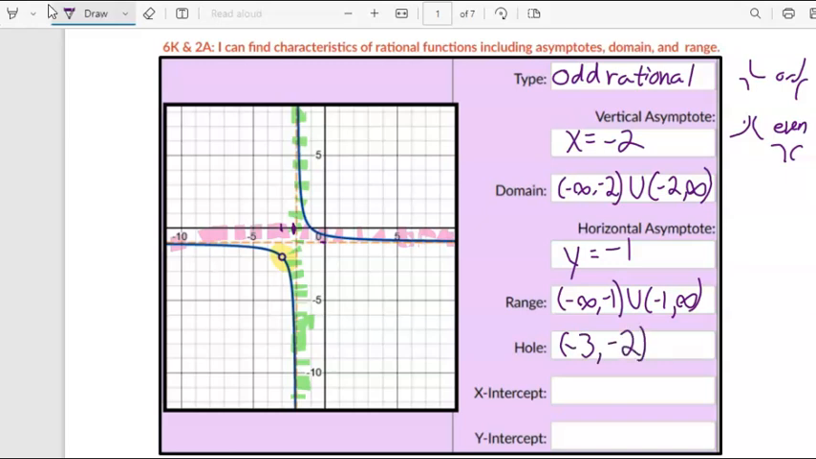The x-intercept is right here. It is at -1, 0. And then the y-intercept is right there. It looks like it's in between 0 and -1. So it's about 0, -0.5.